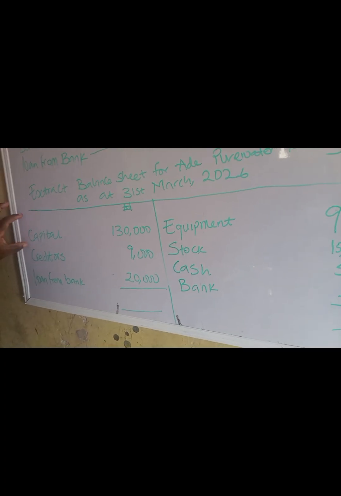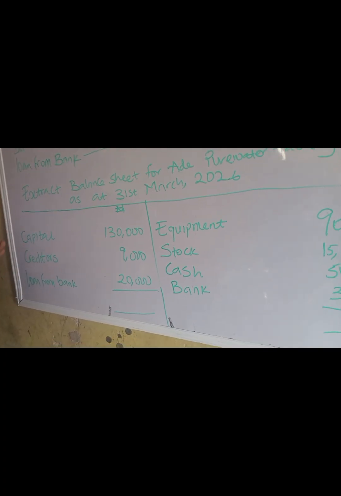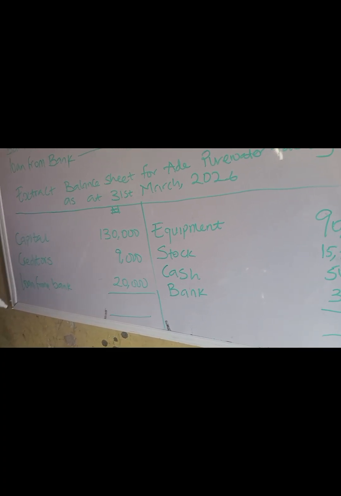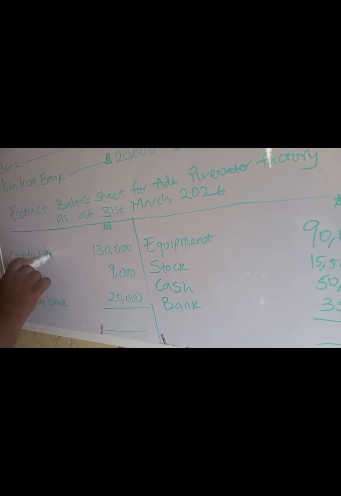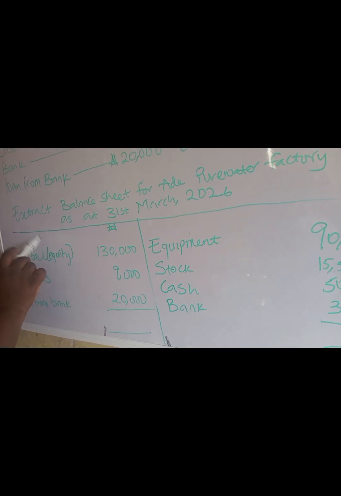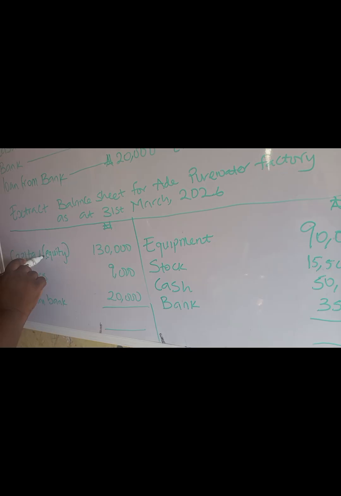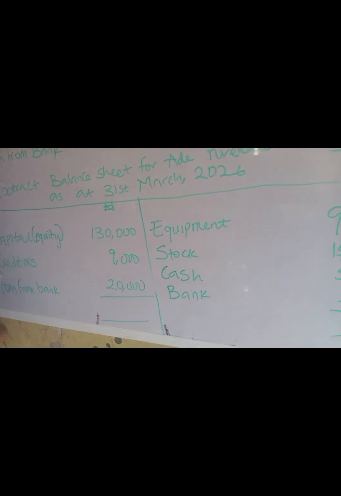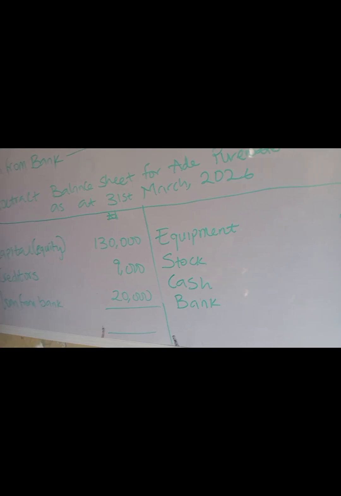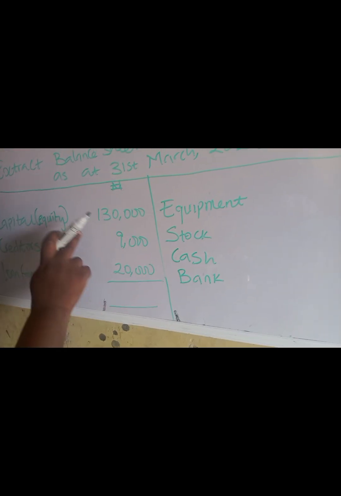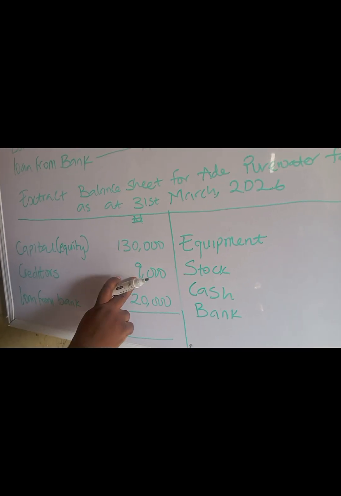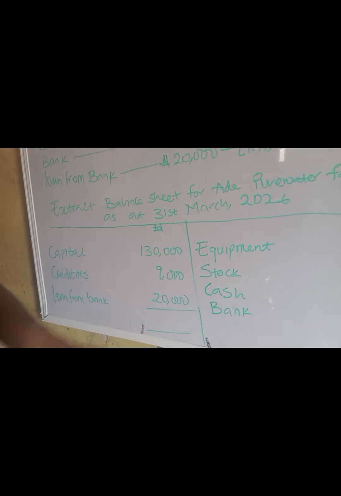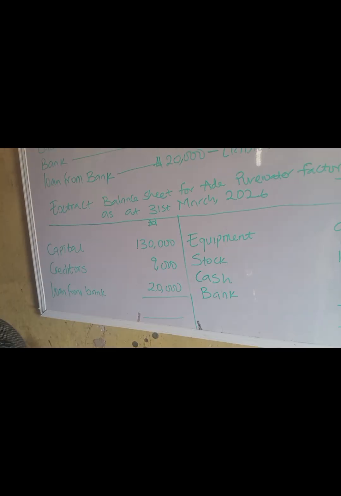So the capital, in my own terms, I say it's like a liability to the company, even though we call it the equity, because it is the owner's value in the company. It's the owner's own. I hope you understand. So let's sum this all together. 130 plus 9 plus. Alright.